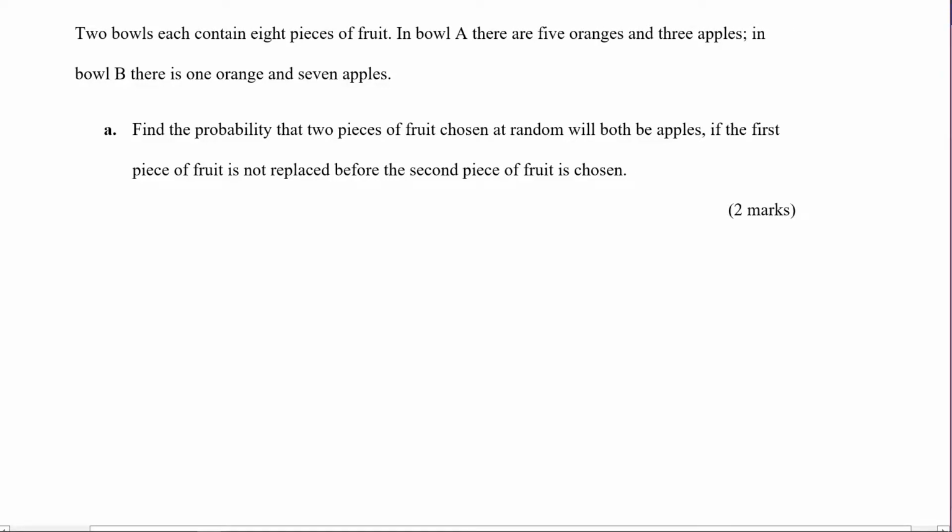Welcome. So we're going to answer this question before us. It says, 2 bowls each contain 8 pieces of fruit. In bowl A, there are 5 oranges and 3 apples. In bowl B, there are 1 orange and 7 apples. Find the probability that 2 pieces of fruit chosen at random will both be apples if the first piece of fruit is not replaced before the second piece of fruit is chosen.